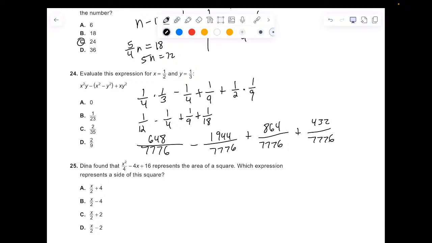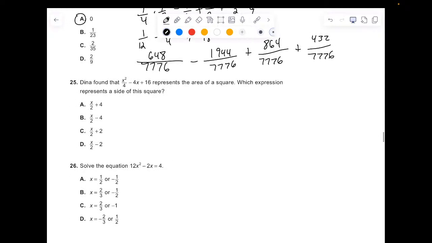648 minus 1944 plus 864 plus 432 is 0. X plus 16.